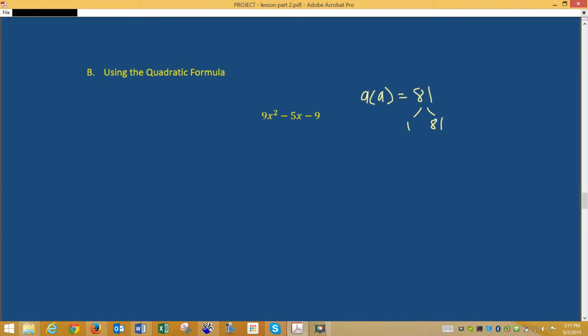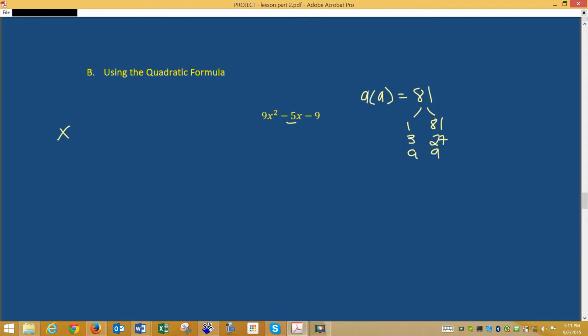2 doesn't go in. 3 does, but I'll just need to calculate that, which is 27 times. And 9 times 9 is 81. But none of those combinations can add or subtract in any way to give us this negative 5. So thankfully, we have a quadratic formula for coming up with answers when they're not so nice.